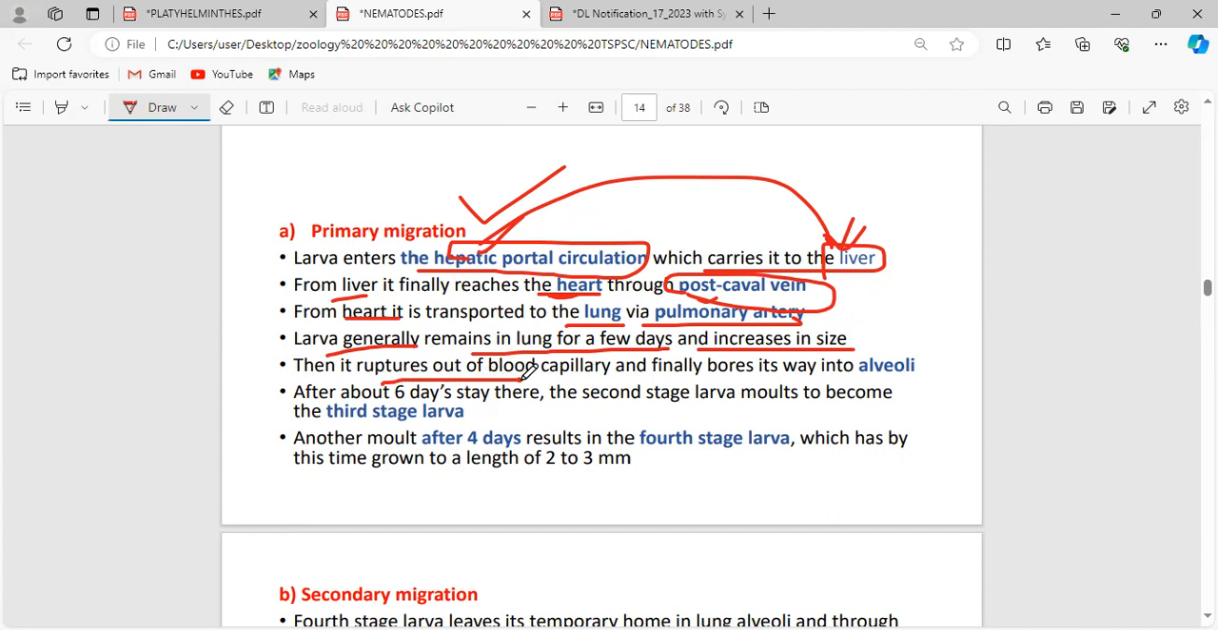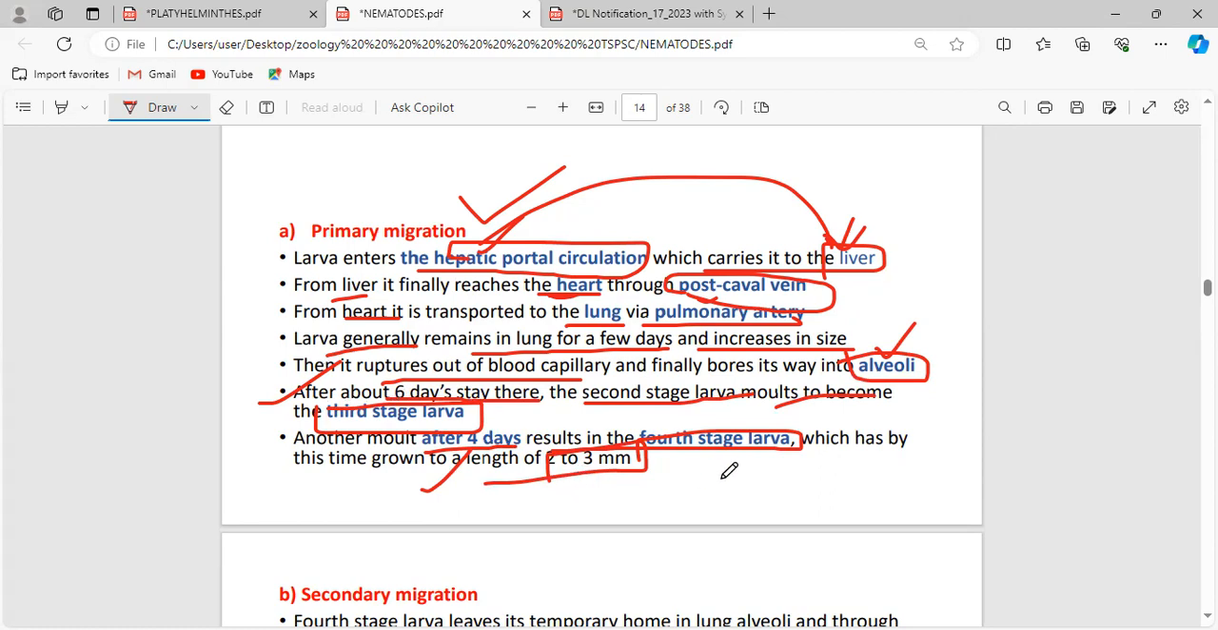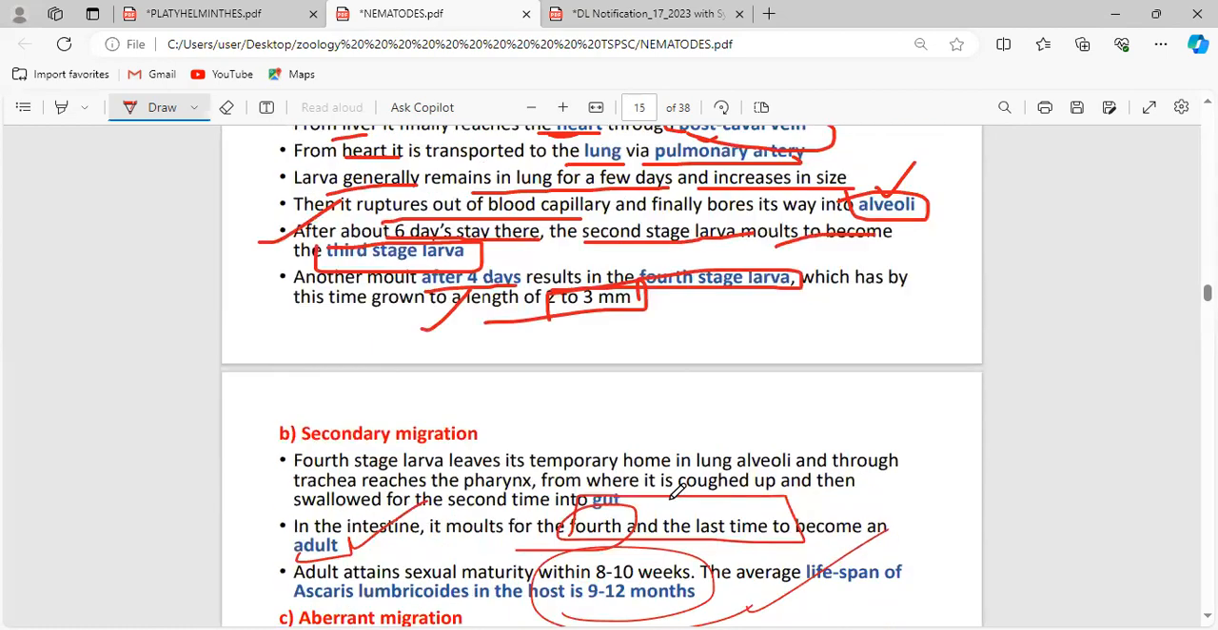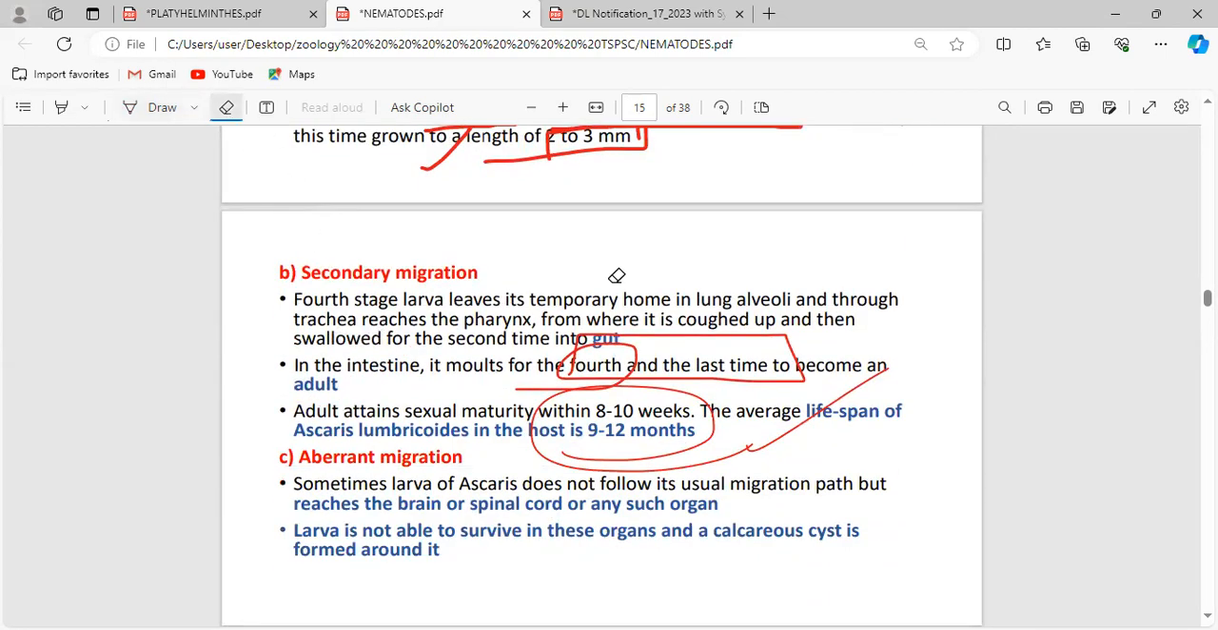Then it ruptures out of the blood capillary and finally bores its way into the alveoli, where the exchange of gases happens. After about 6 days there, the second stage larva molts to become the third stage larva. Clear? And after the fourth day, it results in the fourth stage larva, which by this time has grown to a length of 2 to 3 millimeters. So you have to understand there are different larval stages seen in Ascaris.